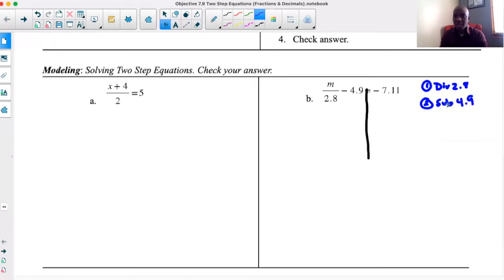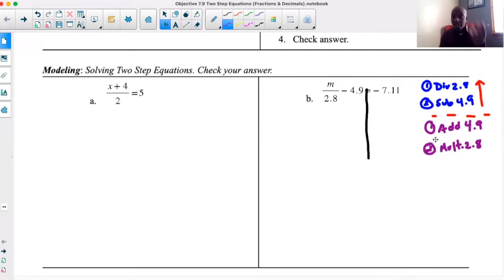So these are my steps. Since I want to go in the reverse order in order to solve this, I want to take care of subtraction first. So my first step is to do the opposite of subtraction. I'm going to add 4.9 to both sides. My second step is going to get rid of that division by multiplying by 2.8. Now that I have it set up here, this should help me solve it.